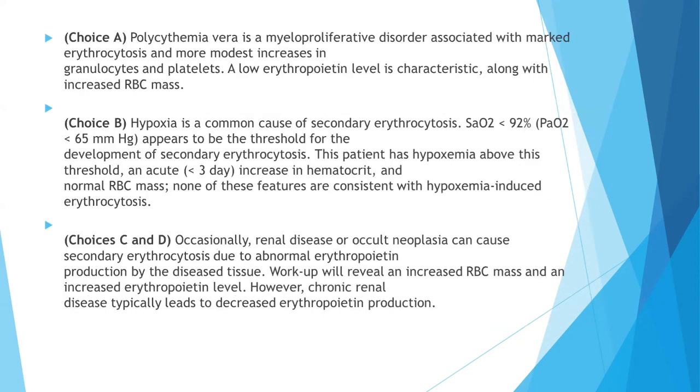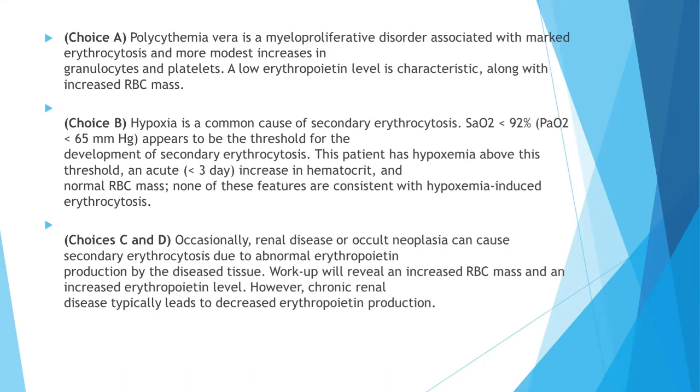The choice A of polycythemia vera is a myeloproliferative disorder associated with marked erythrocytosis and more modest increases in the granulocytes and platelets. A low erythropoietin level is characteristic along with increased RBC mass. Hypoxia is a common cause of secondary erythrocytosis. When the SaO2 is less than 92% or partial pressure of arterial oxygen is less than 65, it appears to be the threshold for the development of secondary erythrocytosis. Now, this patient has an oxygenation above this threshold, an acute increase in the hematocrit and normal RBC mass. None of these features are consistent with hypoxemia-induced erythrocytosis.